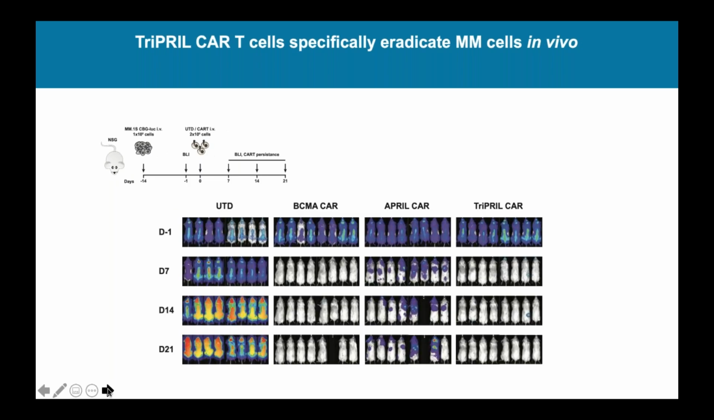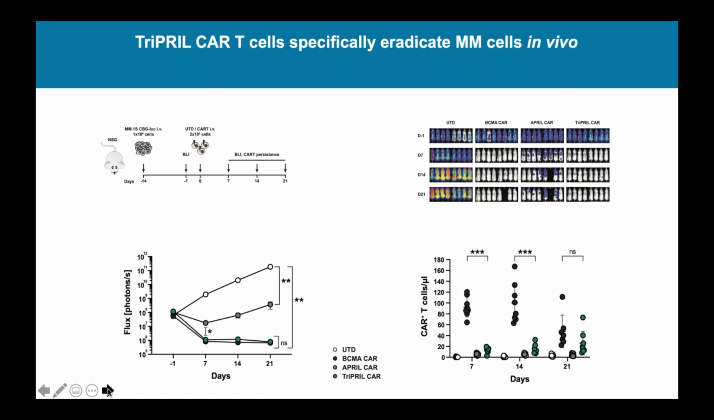And what we noticed is that while the tumor burden continuously progressed in the UTD-treated group, all CAR-T-treated mice showed anti-tumor responses. However, in this high tumor burden model, only the BCMA CAR and the TRIPRO CAR-Ts were able to eradicate the tumors, while the monomeric APRIL CAR-Ts only led to a stabilization of the tumor burden. So when we quantified these responses, shown on the left, we found that there was no difference in terms of the depth of response between the BCMA CAR and the TRIPRO CAR.